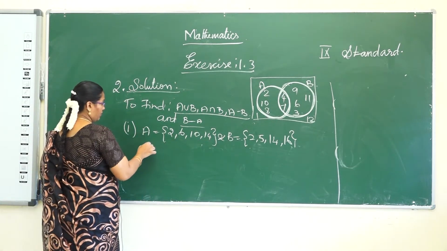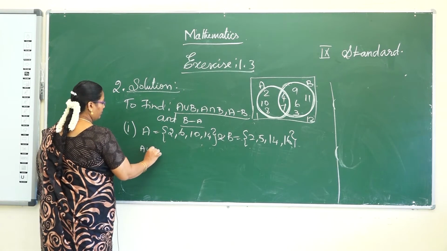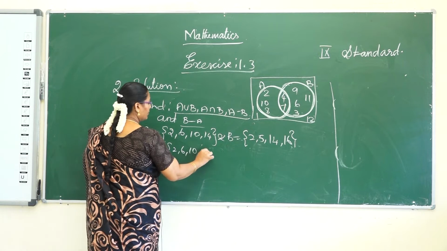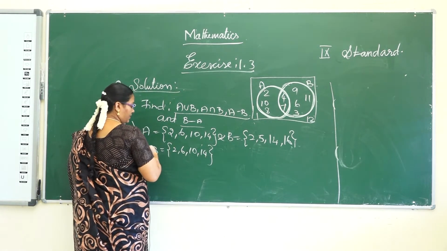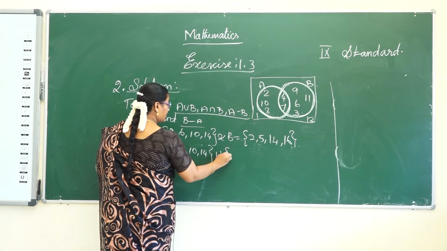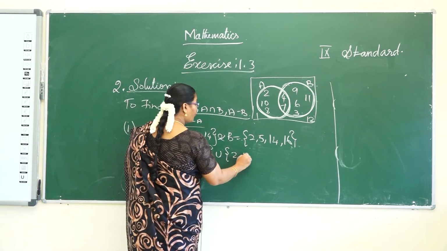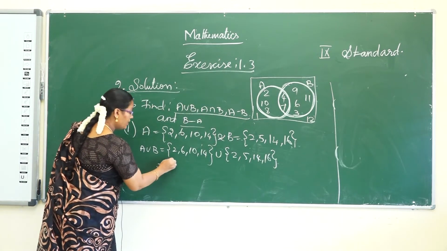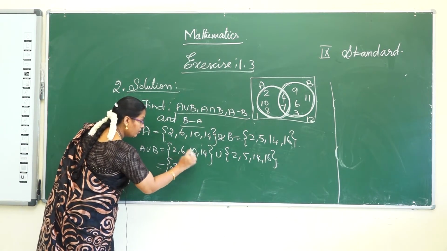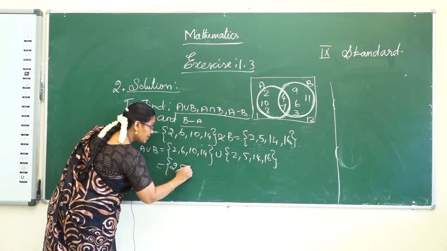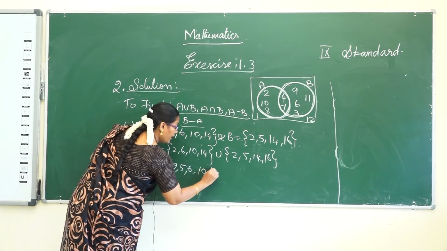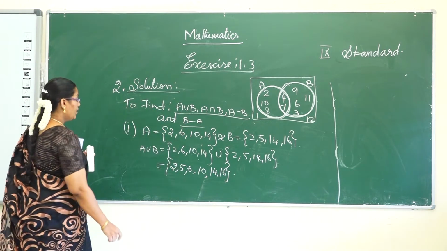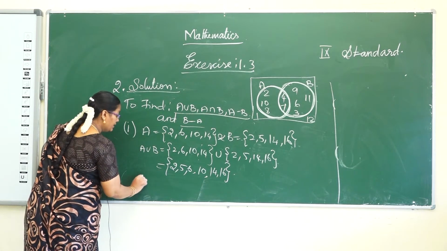See, first one, first find out the A union B. A union B means join all the elements. Okay. So first write the elements in set A, union, write the elements in set B: 2, 5, 14 and 16. Okay. Now join all the elements: 2, 5, 6, 10, 14, 16.